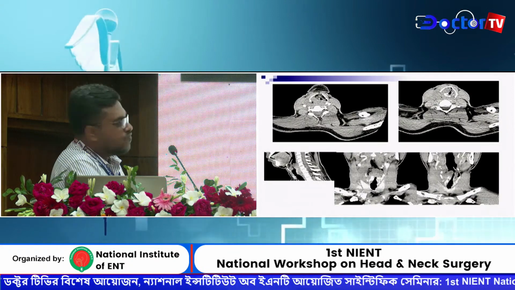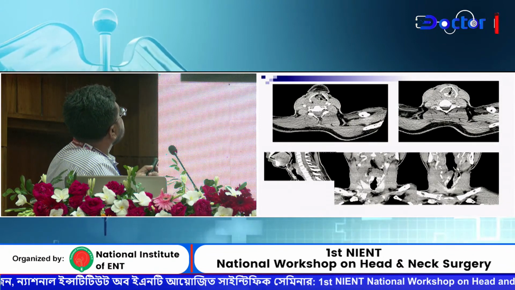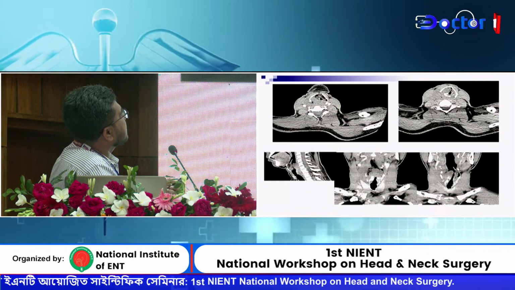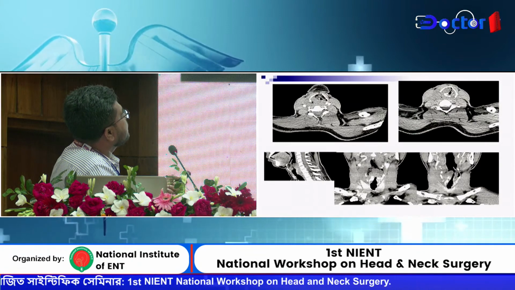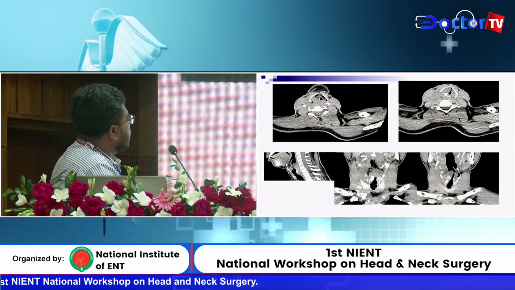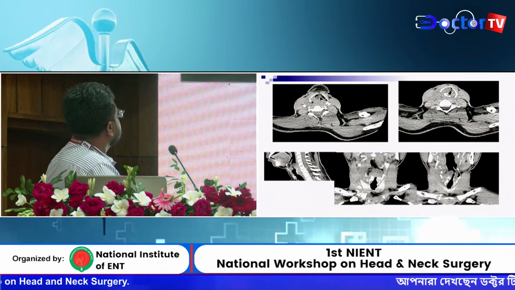And we go to the T4a tumor. There is a large tumor in the supraglottic, supraglottic glottic region. There is gross erosion of the right thyroid cartilage and gross paralaryngeal extension. Here is the gross paralaryngeal extension, and the right thyroid cartilage is eroded. This is a T4a tumor.